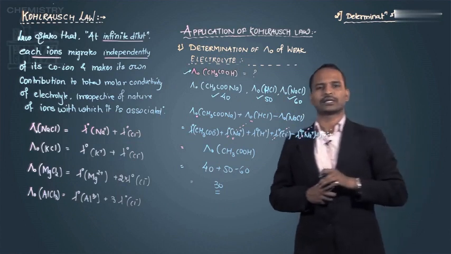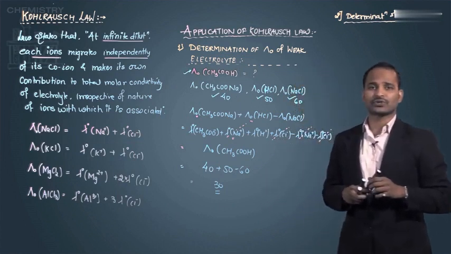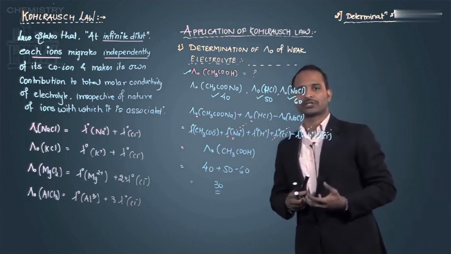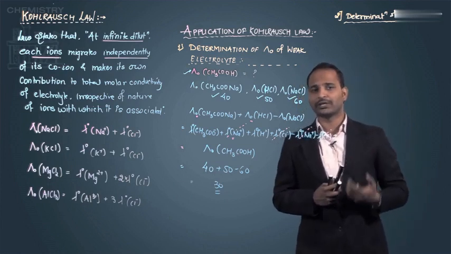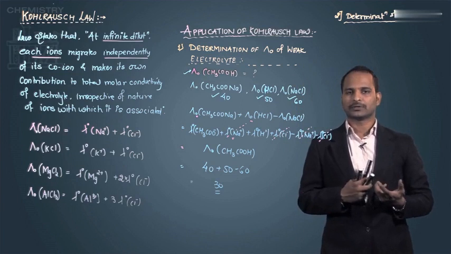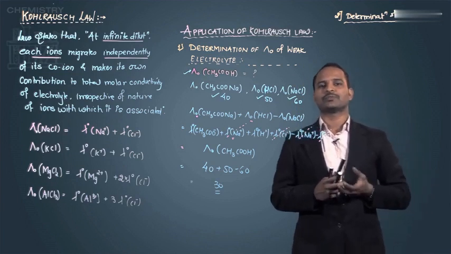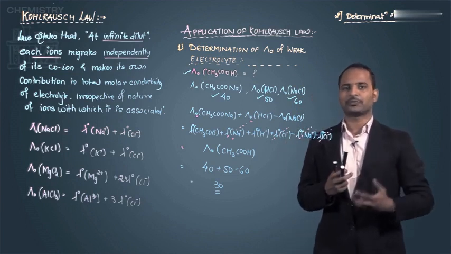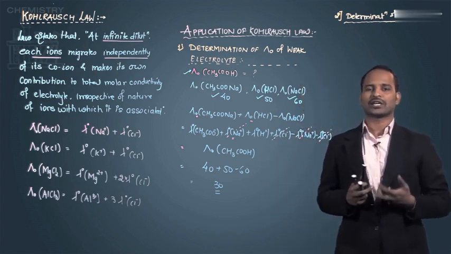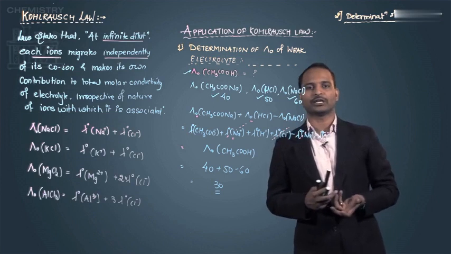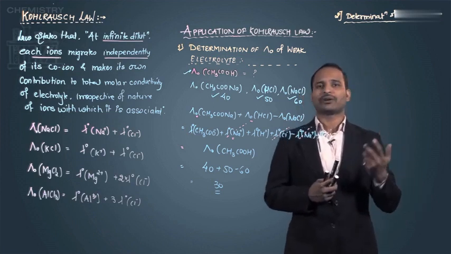Alpha is called the degree of dissociation, which tells us about the extent of dissociation. I know that acetic acid is a weak electrolyte, and being a weak electrolyte it will dissociate partially. Now partial dissociation means how much will dissociate? Out of 100 molecules if I am adding, then how many molecules will dissociate? Whether 10 will dissociate, 5 will dissociate, or 20 or 50. It is decided by the alpha value.